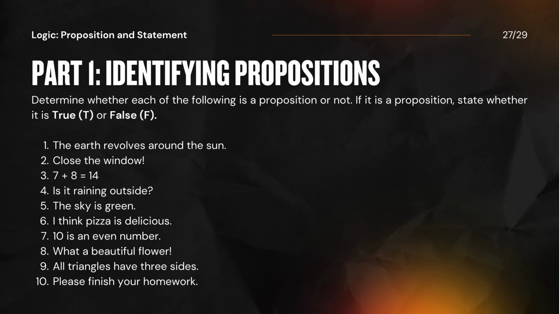Number 3. 7 plus 8 equals 14. It is a proposition, but the mathematical statement is incorrect. Number 4. Is it raining outside? It is not a proposition because the statement is a question. Number 5. The sky is green. Yes, it is a proposition, but the statement is false. Number 6. I think the pizza is delicious.